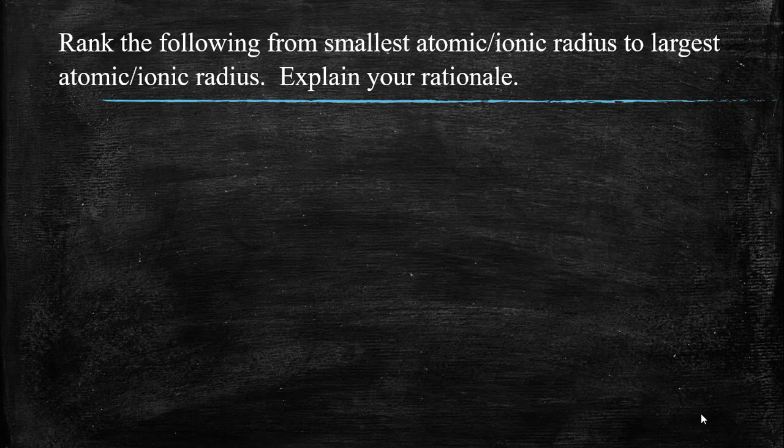This question is looking at the periodic trend of atomic radius and ionic radius. Here you're going to have to rank things from smallest to largest and explain your rationale. And we'll tackle it one grouping at a time.